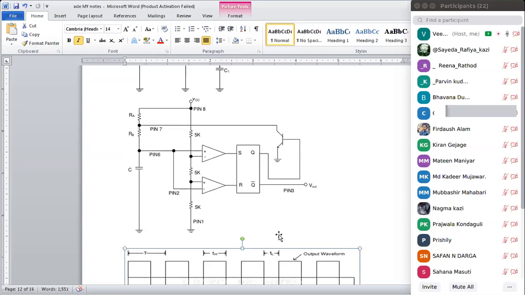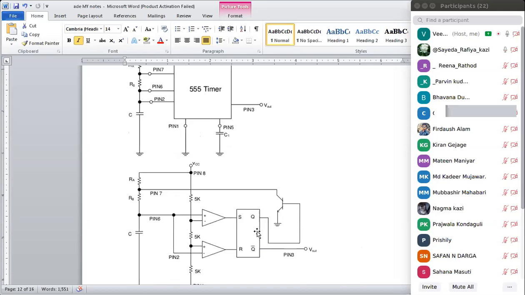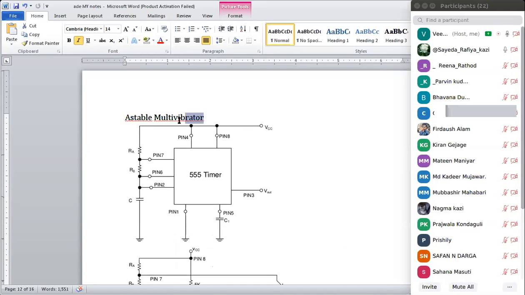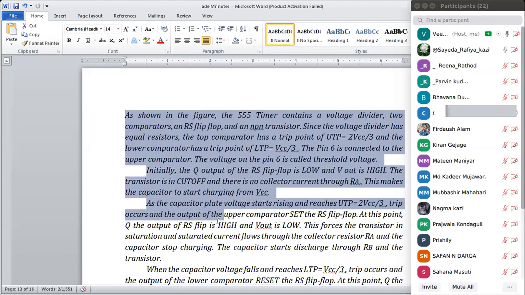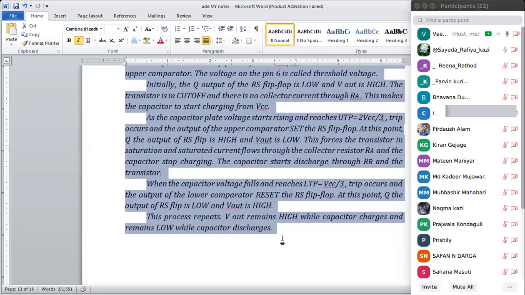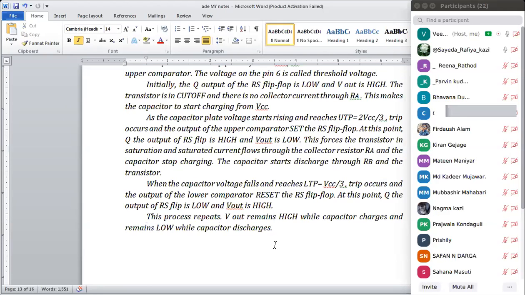Is that okay? Yes, sir. Okay, so this is the astable multivibrator. The explanation is also there. I'll just forward this file to the group. You can once again read it from these notes and you can tackle your examinations.